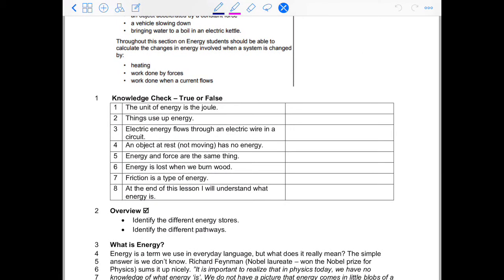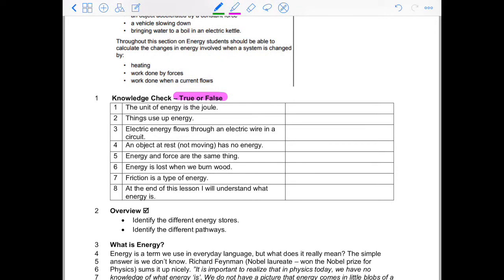As any lesson starts, we'll start with our knowledge check. Since it's the first topic of a unit, it'll be simple true or false. So pause the video, answer all these questions as true or false, and we'll get going with the answers in a minute.